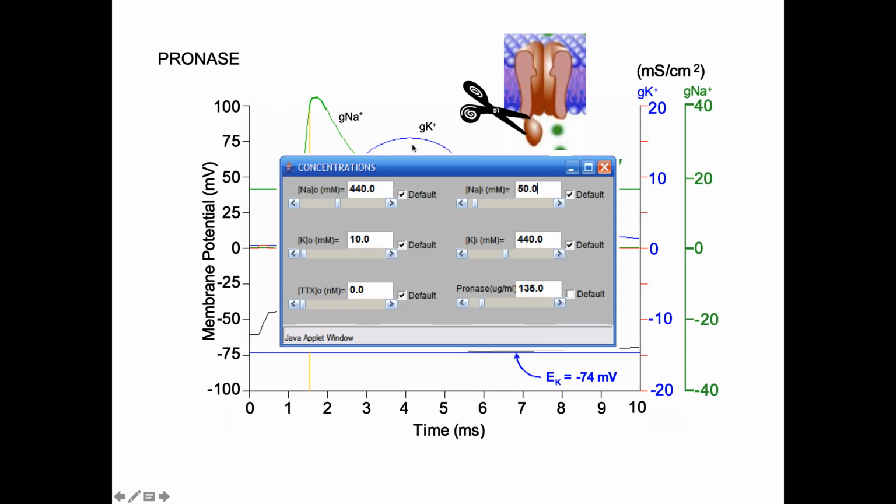Pronase. We're actually going to increase pronase from 0 to 135 micrograms per mL. What pronase does is it's an enzyme that cleaves, just cuts off that inactivation gate. What's going to happen to the action potential waveform? You can talk about that on your table. What if you clip off the inactivation gate? What's going to happen to the duration of the action potential waveform?